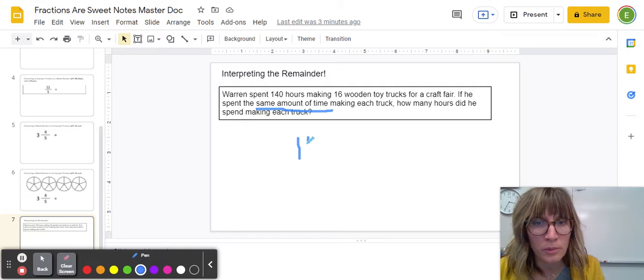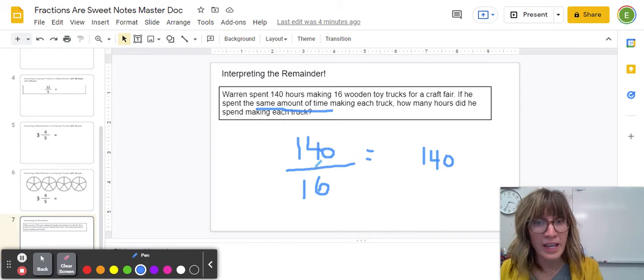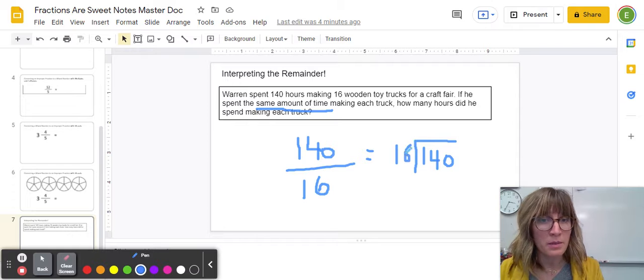So he spent a total of 140 hours on 16 trucks, right? You can also convert this into a division problem. So 140, you're going to read from top to bottom. 140 divided by 16. Just like in a book, you read a page from top to bottom, same in a division problem.